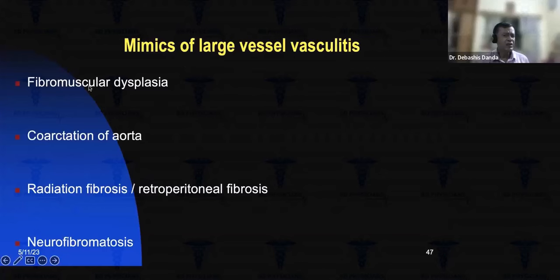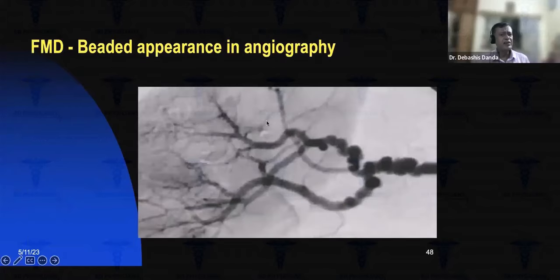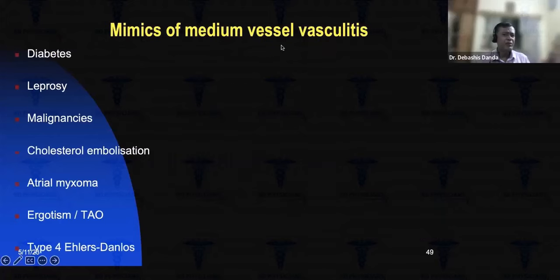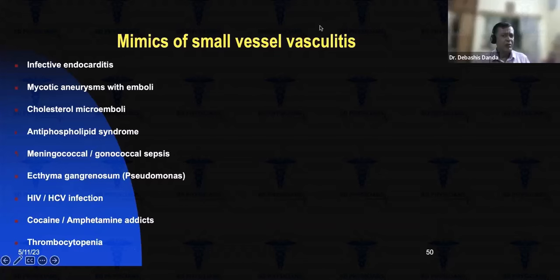Mimics of large vessel vasculitis include fibromuscular dysplasia, coarctation of aorta, radiation fibrosis, retroperitoneal fibrosis, and neurofibromatosis. Fibromuscular dysplasia is a rare disease. It presents with a beaded appearance in angiography. The mimics of medium vessel vasculitis include diabetes, leprosy, malignancies, cholesterol embolization, atrial myxoma, ergotism or thromboangiitis obliterans, and type 4 Ehlers-Danlos syndrome.